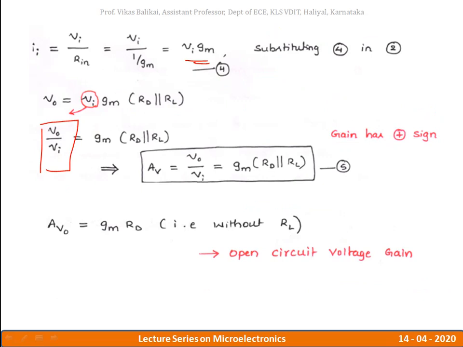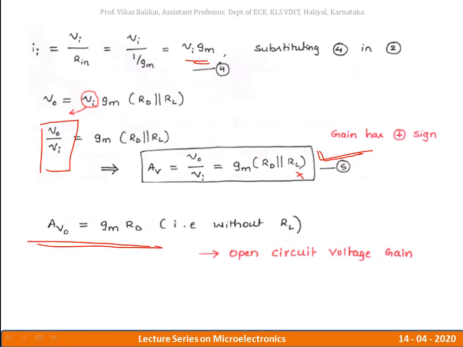Now you can clearly see here the voltage gain of the common gate amplifier has a positive sign in its entire equation, which makes this amplifier configuration a non-inverting amplifier configuration. So this is my voltage gain of my common gate amplifier configuration, and if I want to calculate the open circuit voltage gain, then I will ignore this RL, and whatever term is left out, I'm going to call it the open circuit voltage gain, which is Av0.